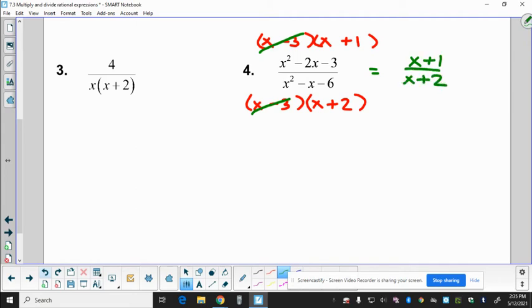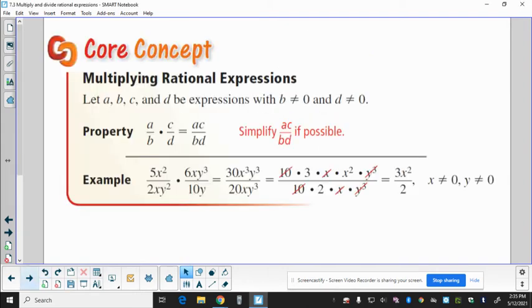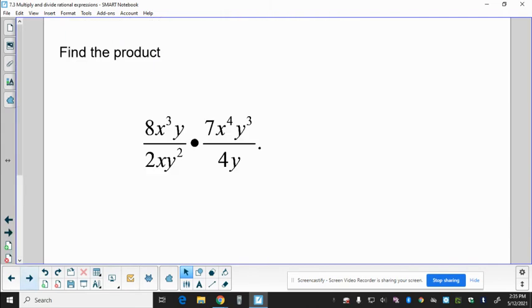All right, so we get the idea of how to reduce fractions. Let's look at this core concept. So if we're multiplying, multiply straight through your numerator, straight through the denominator, and simplify as much as you can. You can cancel at any point between numerator and denominator. All right, so let's try this.